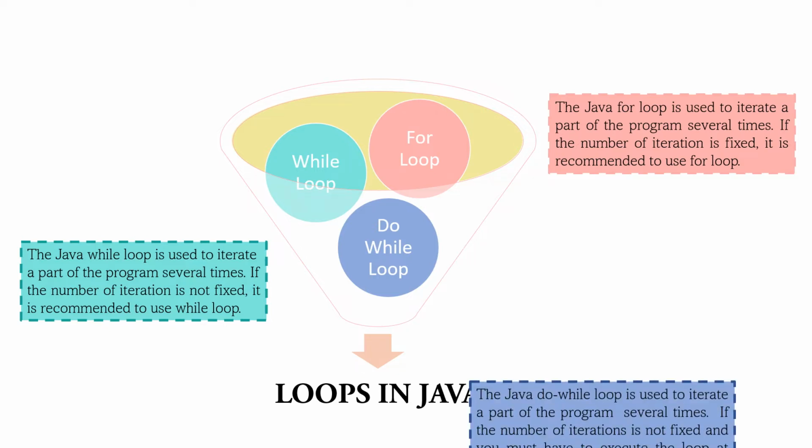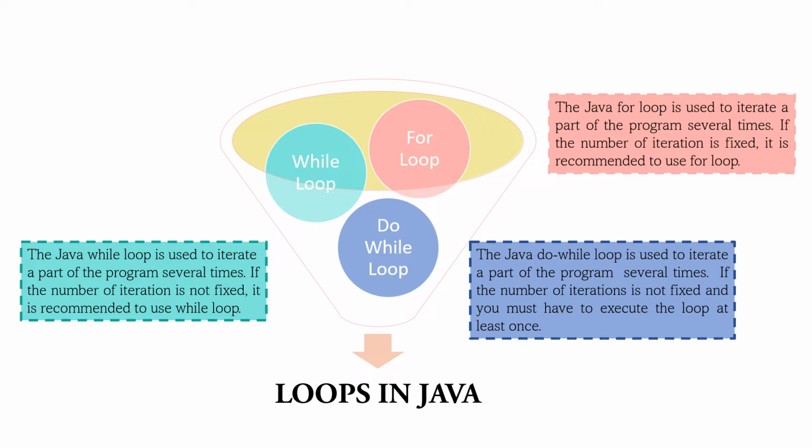And lastly, the Java do while loop is used to iterate a part of the program several times if the number of iteration is not fixed and you must have to execute the loop at least once. Here in the do while loop, the loop will execute at least once. Okay? The for statement.